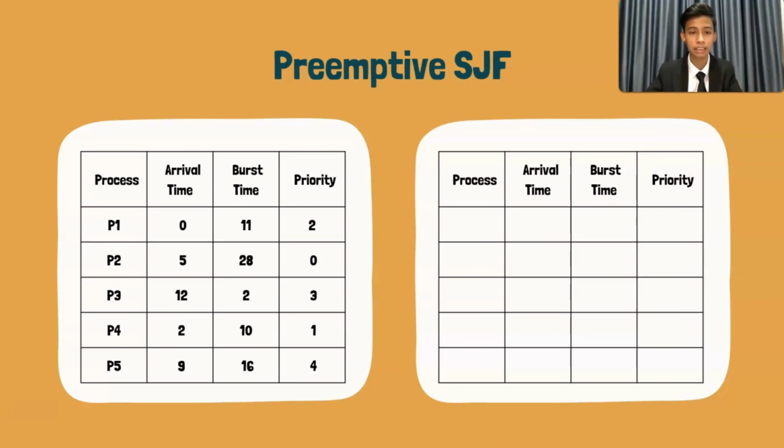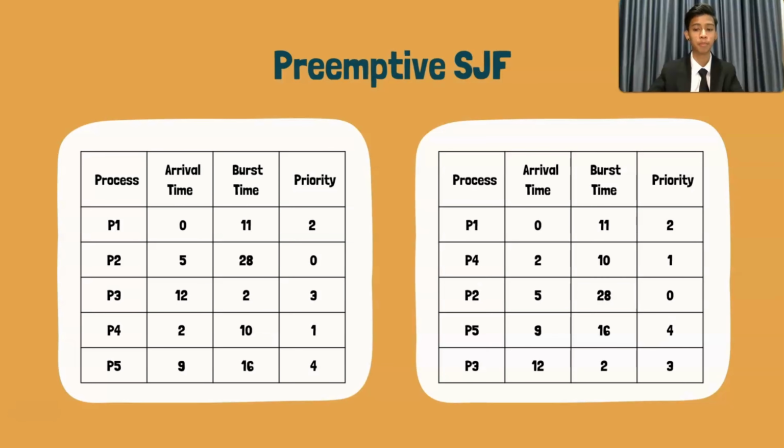The same thing as the non-preemptive priority, what we have to do is order it by arrival time. So starting off with the earliest arrival time, which is P1, with the arrival time of 0. Next up, P4 with the arrival time of 2, P2 with the arrival time of 5, P5 with the arrival time of 9, and P3 with the arrival time of 12.